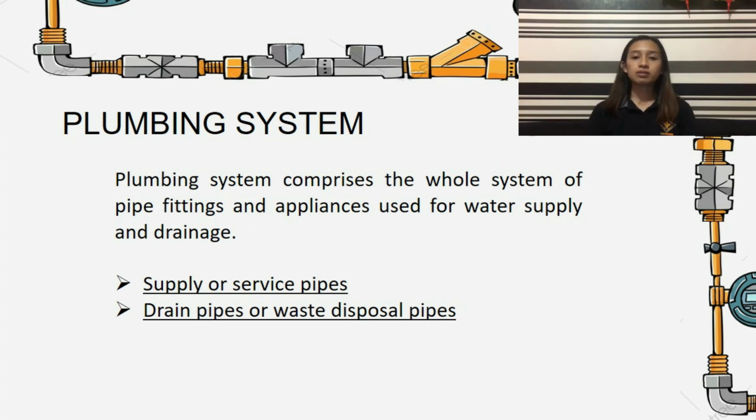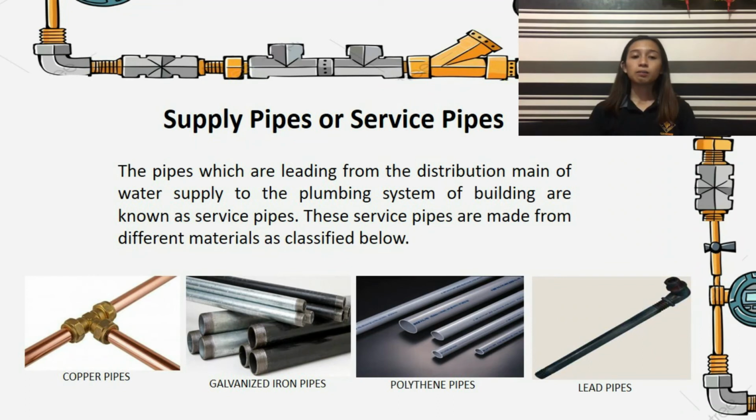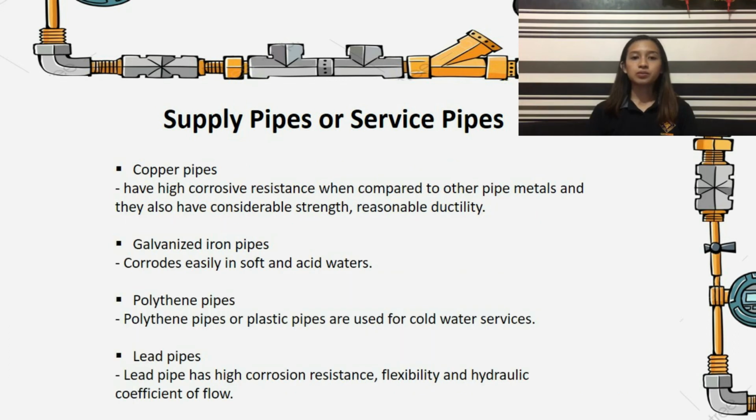For the supply pipes or the service pipes, these are pipes which are leading from the distribution main of water to the plumbing system of the building. So the service pipes are made from different materials like copper pipes, galvanized iron pipes, polythene pipes, and the lead pipes. So copper pipes are used when the groundwater is highly corrosive. It is because copper has high corrosion resistance when compared to other materials. They also have considerable strength and ductility.